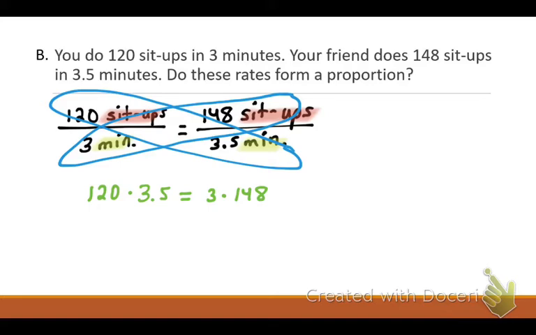Brayden, on the left side, what's 120 times 3.5? 420 is correct. And on the right side, Gavin, what's 3 times 148? All right, 444. What do you think, guys? Are those equivalent? No, so I'm going to put my little slash through it that says it does not equal. So do they form a proportion? No. No, they do not.